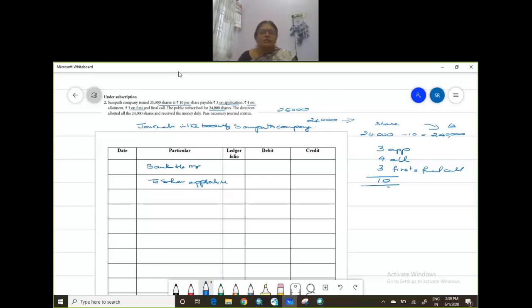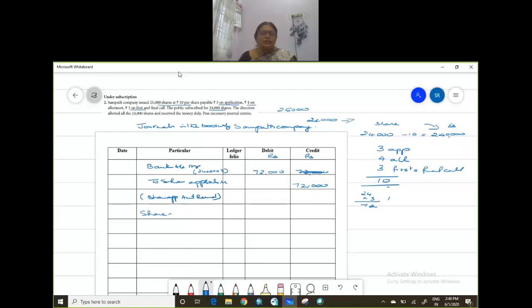24,000 into how many rupees? 3 rupees. So 24 into 3, how much? 4 3s are 12. Carry 1. 72,000. You don't have to write rupees always. You just have to write rupees once above and then it is understood. So 72,000. Being share application amount received. What's the next journal?